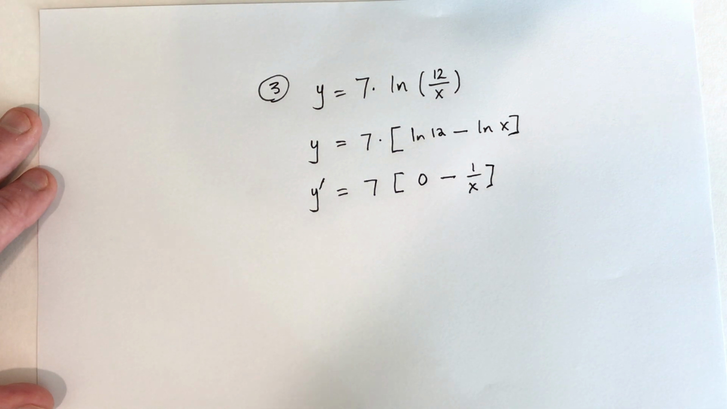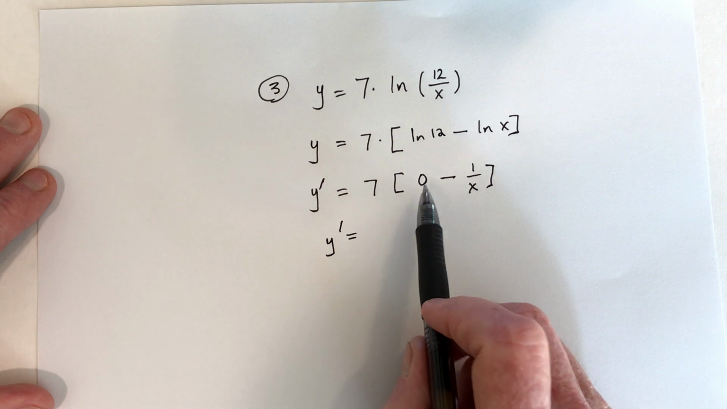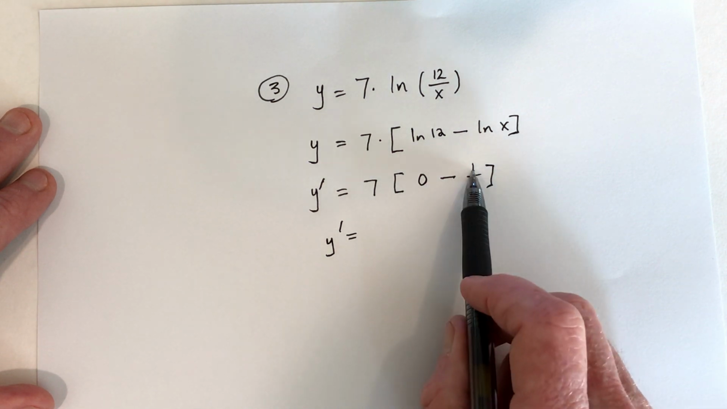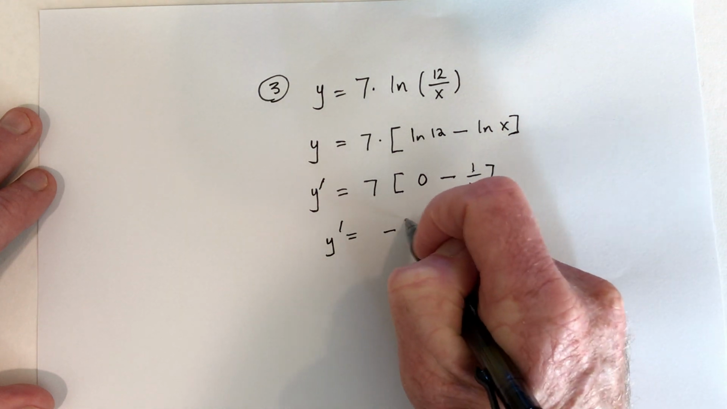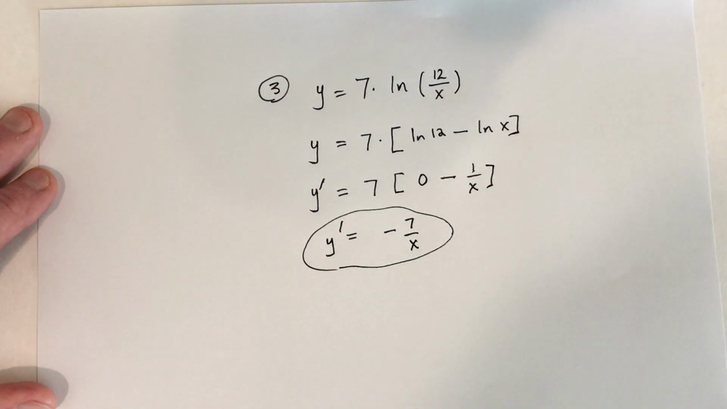And now we're done taking the derivative. I should just simplify my answer. So 0 doesn't really count for anything, so that can be gone. And then we'd have 7 times 1 on the top, and then just keep the negative sign there. And we're already done with number 3.